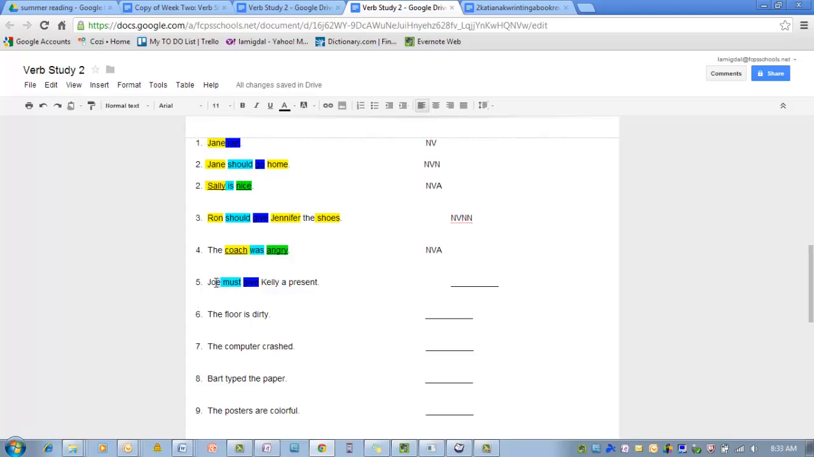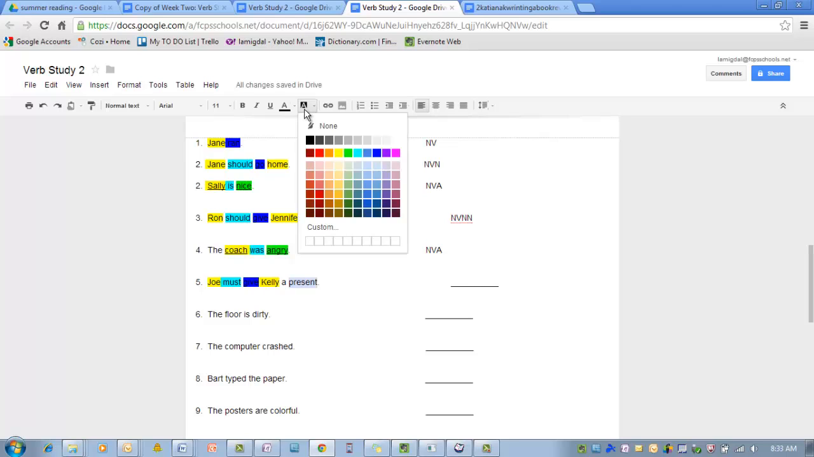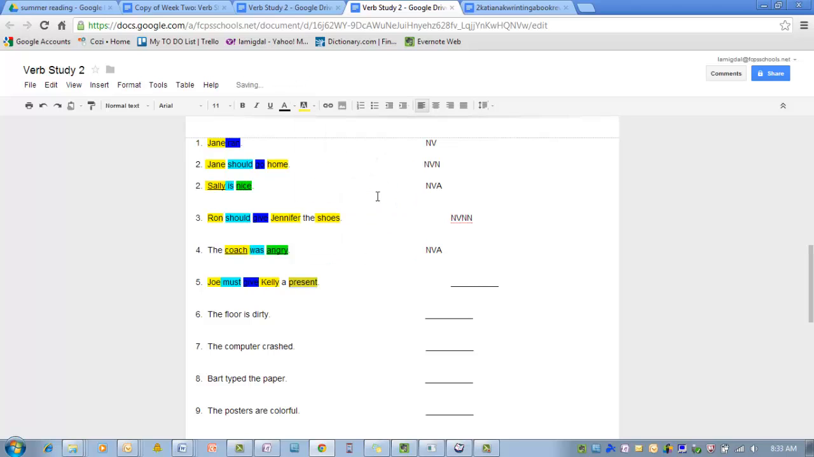So then I go in front and I find the noun, and it's Joe. Joe is our person, so we're going to make him yellow. And we're going to come behind the verb: Kelly. Kelly is a person, so we're going to give her a yellow. But there's still another one. There's a little "a"; that's an article, right? And then "present," that's another thing, so it's yellow. And my pattern is going to be N, V, and N.